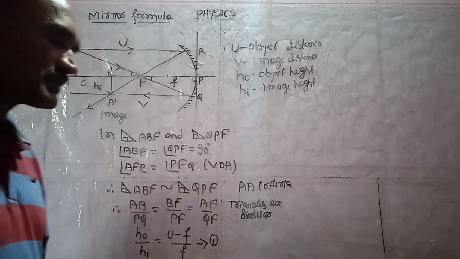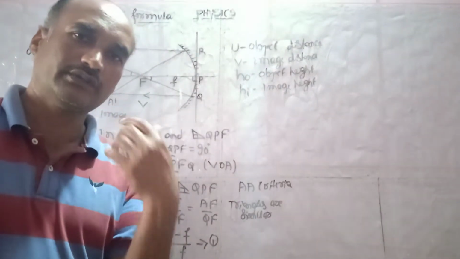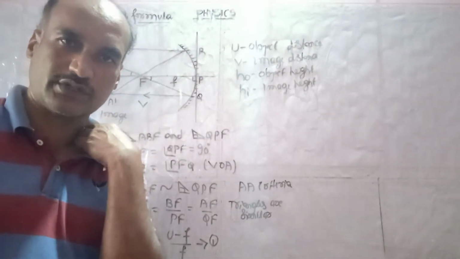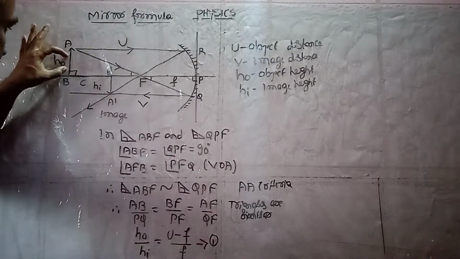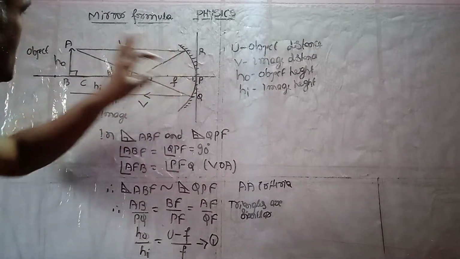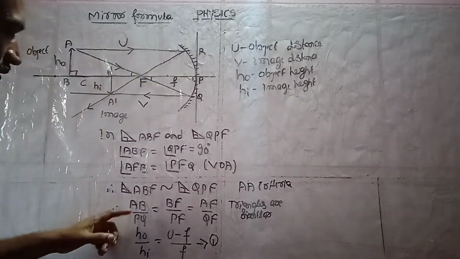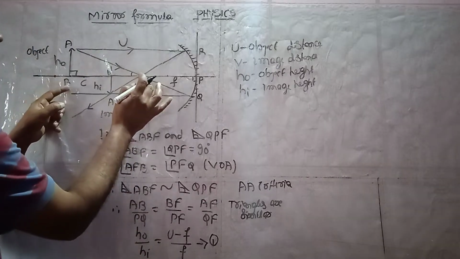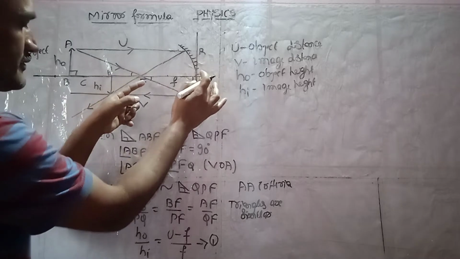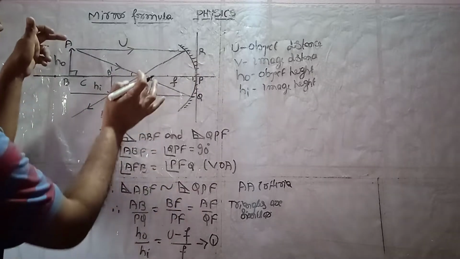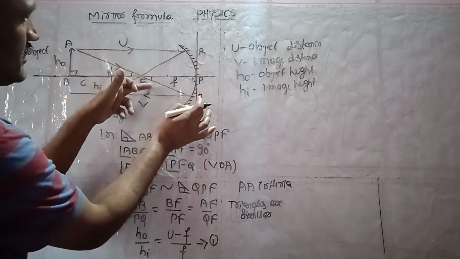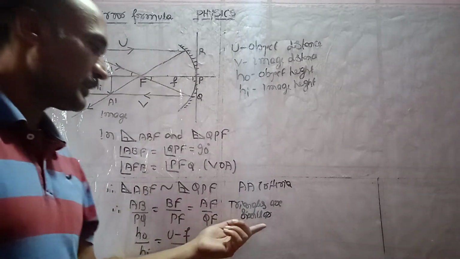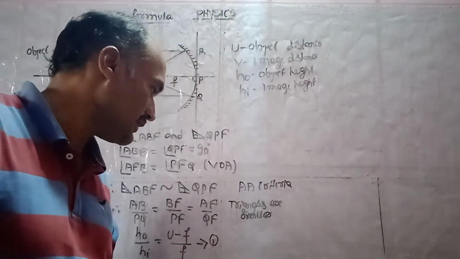If two triangles are similar, we know, dear student, then their corresponding sides are in proportion. So AB divided by PQ, the ratio of corresponding sides, is equal to BF divided by PF, which is equal to AF divided by QF, because the triangles are similar.